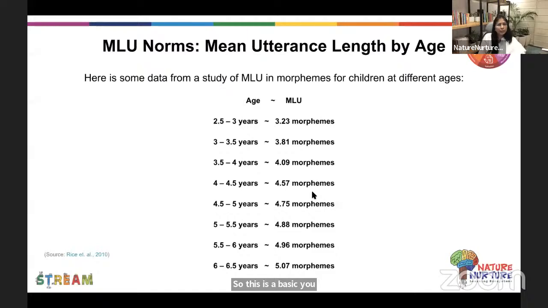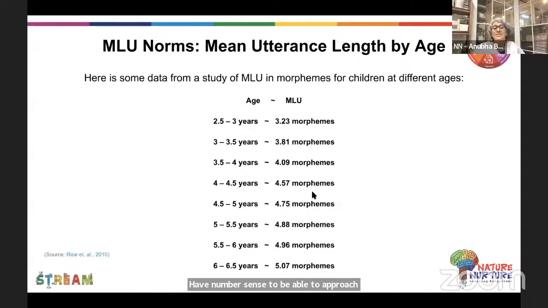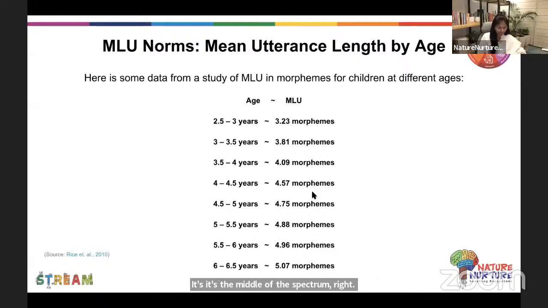See why NEP emphasizes foundational literacy and numeracy, because this forms the basis of all the cognitive processes. The child has to read and have number sense to be able to approach all these subjects. Also, this is the mean utterance length, which means it's the middle of the spectrum. Some will be reading or speaking more, some less. So we move ahead.